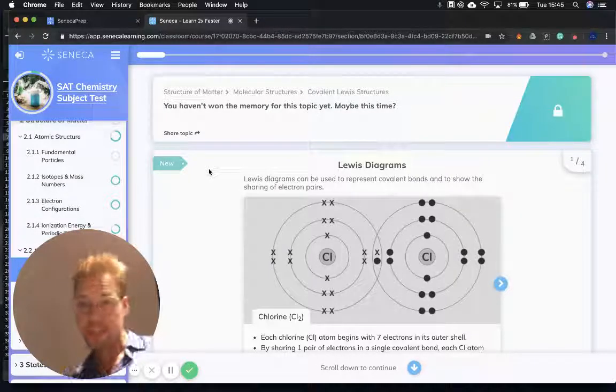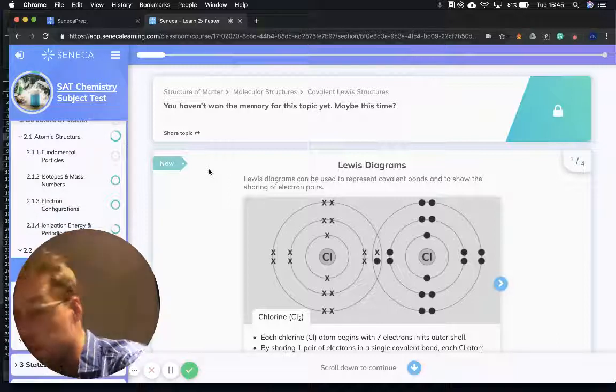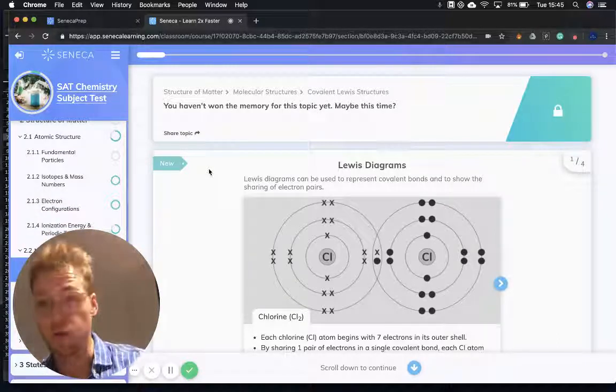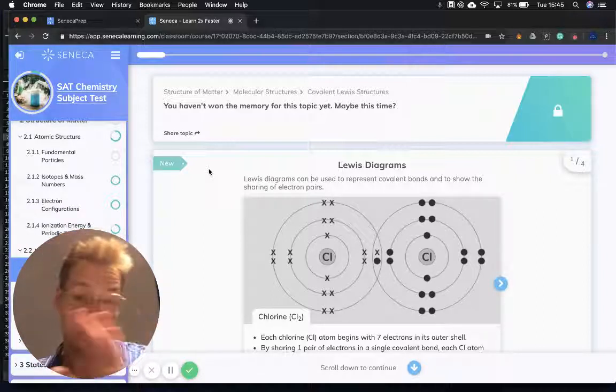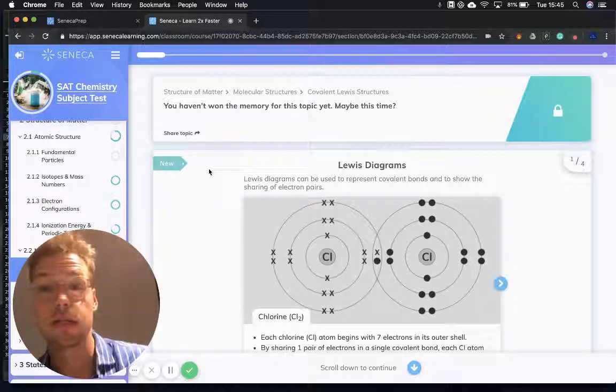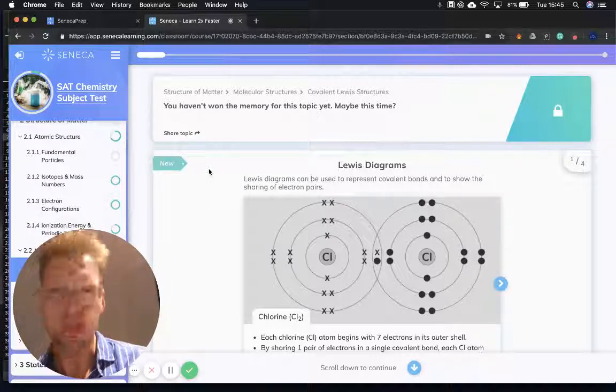I am Jono, and today I have the joyous task of talking you through Lewis diagrams for covalent structures. I love Lewis, I love a dot, I love a cross. It's going to be a journey. I'm excited. I hope you're excited. Let's go. You ready? Lewis diagrams.